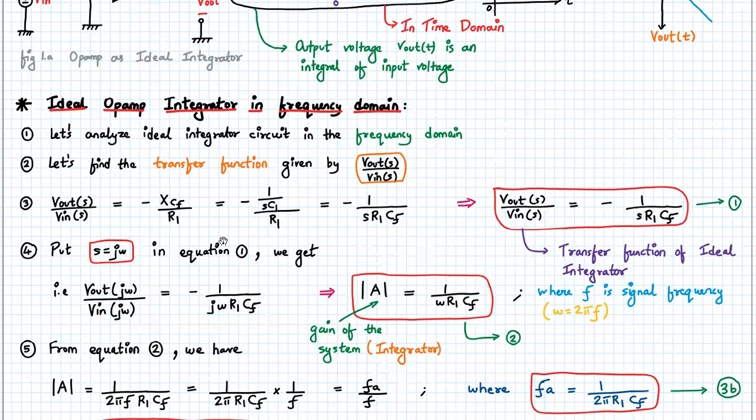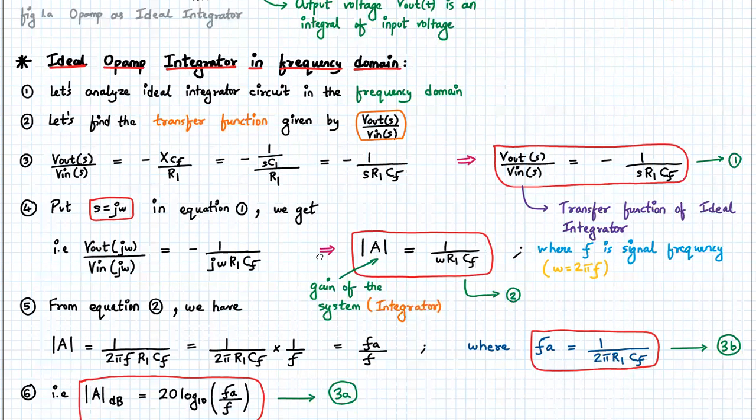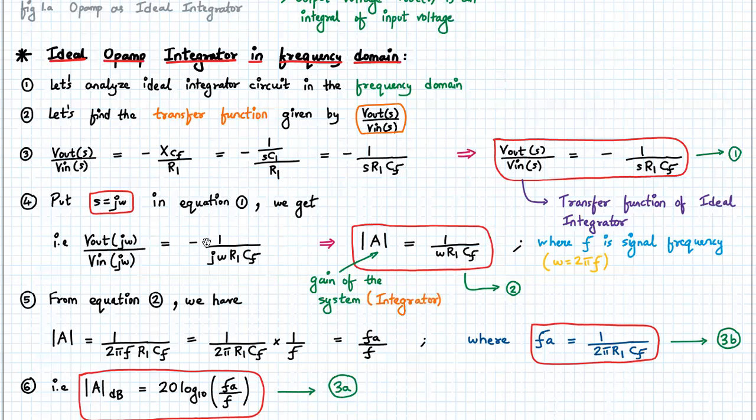Now, you put S equal to j omega in equation number 1, and we will get V out of j omega upon V in of j omega is equal to minus 1 upon j omega R1 into C1. And if we take only the magnitude of it, it will be 1 upon omega R1 into CF, where omega is 2 pi f and f is the signal frequency. So the gain of the integrator is given by 1 upon omega R1 into CF. Let us call this equation number 2.